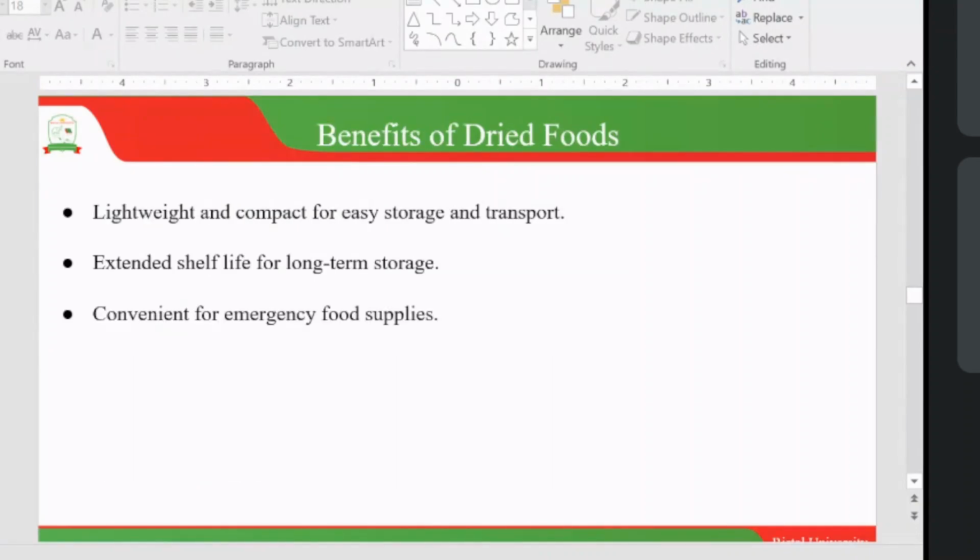Right. So, what are the benefits of these dried foods? When we dry foods, first of all, like I said, they shrink, and when they shrink, they lose weight. So these are lightweight and compact, making it easy for you to bulk them up, store them, and also transport them to different places where you will transact business or where you will supply them. And also, we are looking at increasing their shelf life and their long-term storage. And also these are convenient for emergency supplies.